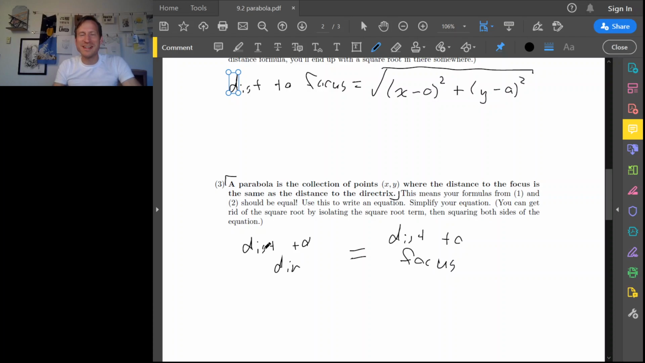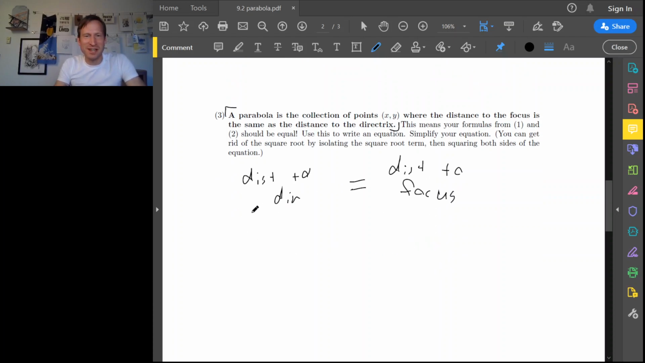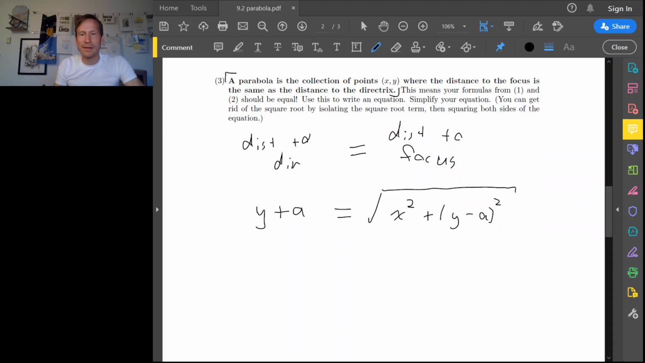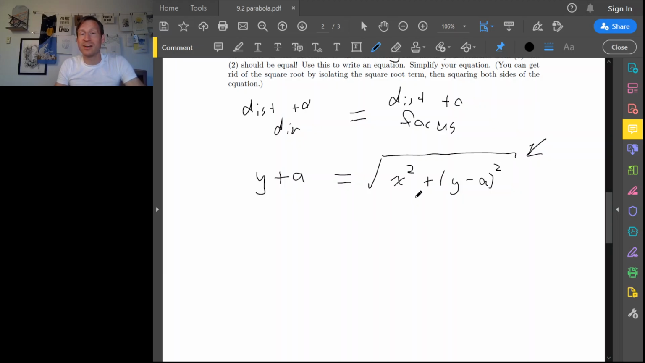But we've already written down each of these quantities in this situation. The distance to the directrix was y plus a, and the distance to the focus was the square root of x squared plus (y minus a) squared. All right. So this is the equation for that parabola with directrix parallel to the x-axis and focus at (0, a). Of course, this seems unfortunately complicated. It seems like probably we could simplify this. So pause this video and try simplifying this on your own.